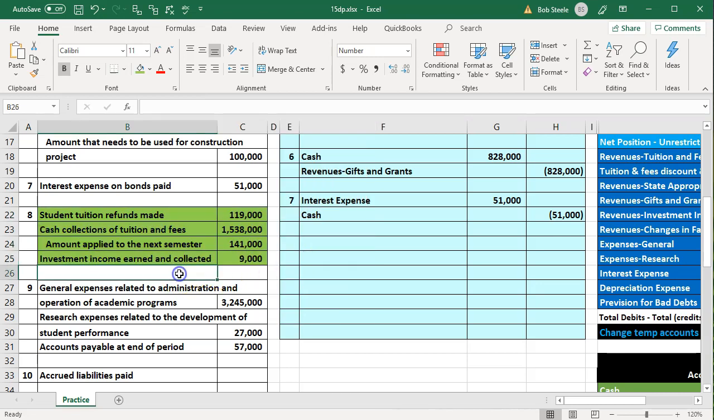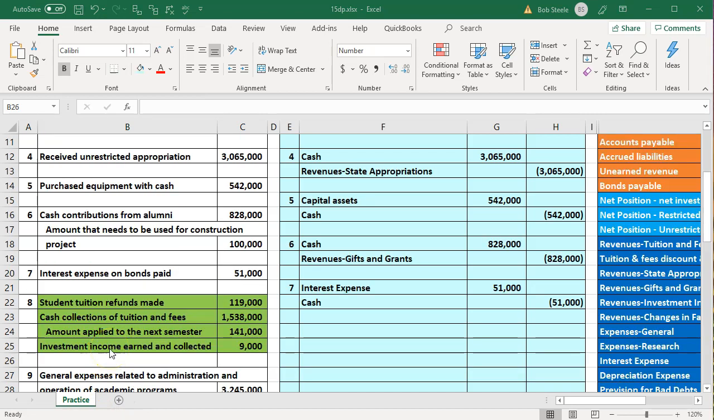That's okay. We're going to say student tuition refund made was $119,000. So we'll record that one first. So we're going to break that out in one transaction, number 8. This will be the first number 8. We could call it 8A, but we're going to say that student tuition refunds made. So we made refunds. We're going to say that the refund was in the form of cash. And so cash will then be going down for us, the organization.